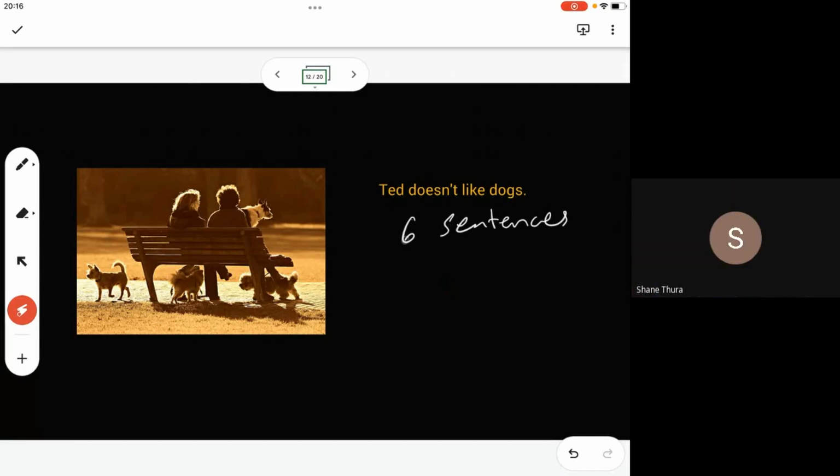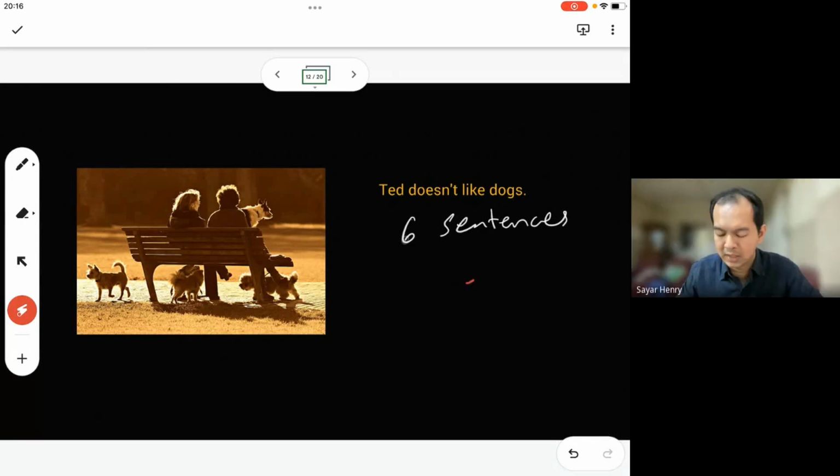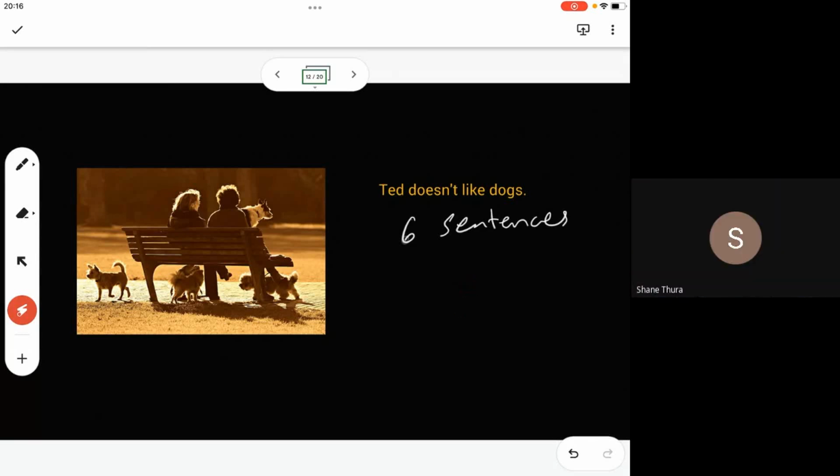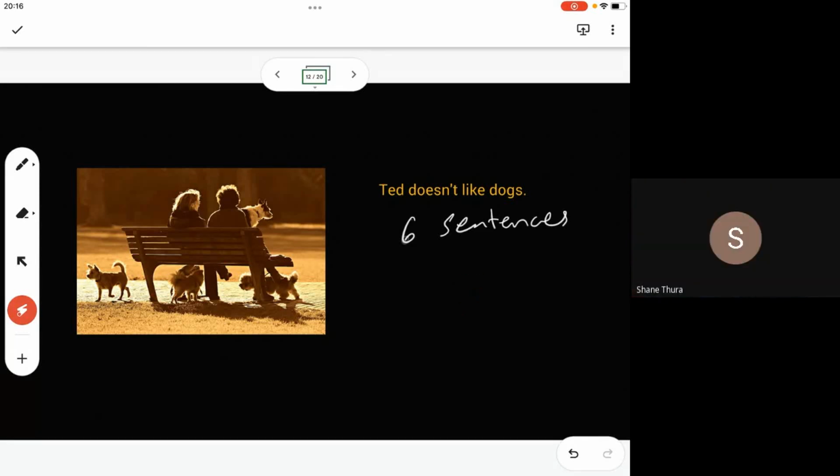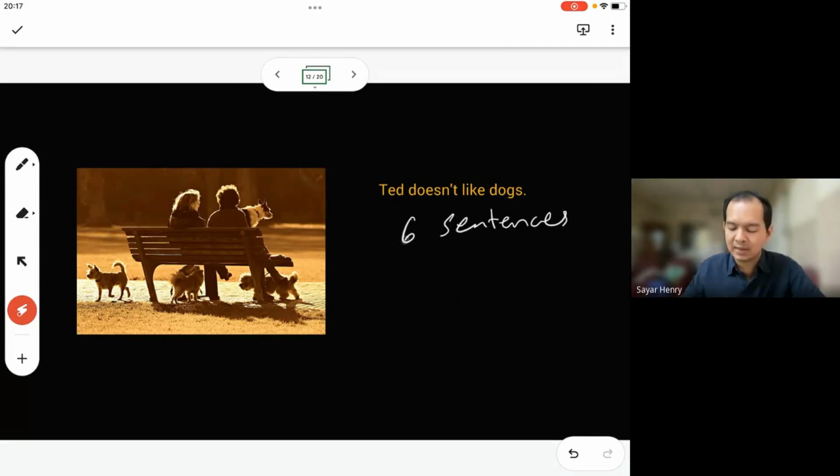He doesn't want to take care of dogs. Okay, that's 5 sentences. Yeah, one more. He prefers cats to dogs. Okay, so the question is, is Ted in the picture?